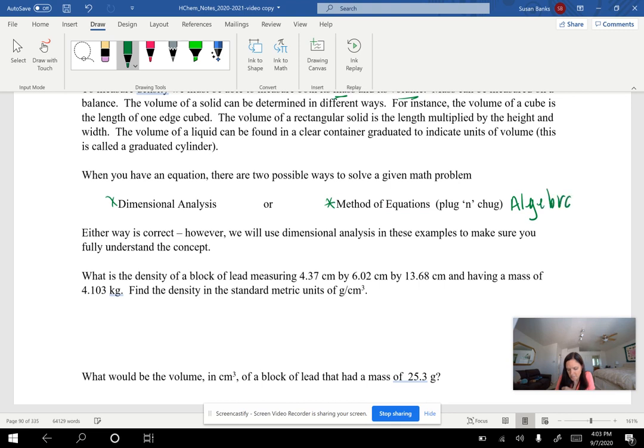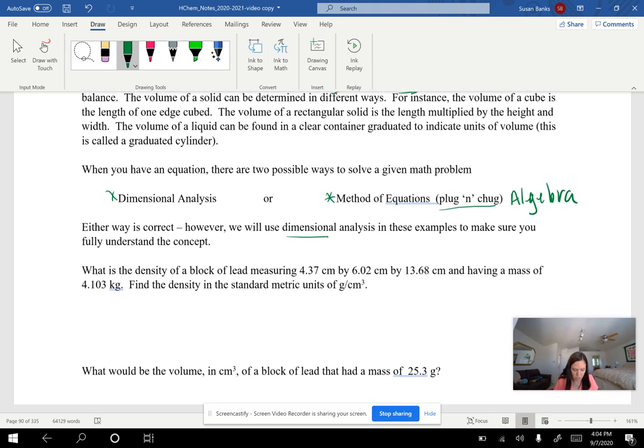Algebra. You are taught to plug and chug. By that, I mean you are taught to isolate the variable, get that variable by itself on one side of the equation so that you can create the equivalence with the other side of the equation. Either way is correct. However, in this class, we will always use dimensional analysis to make sure that you understand the concept. This is the concept that we use all year long in all the classes, in all of chemistry pretty much.